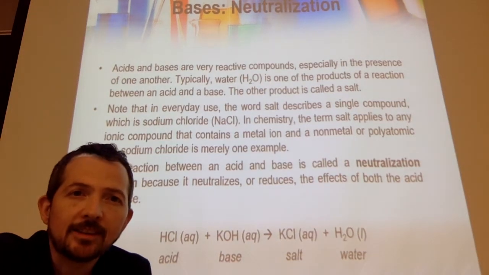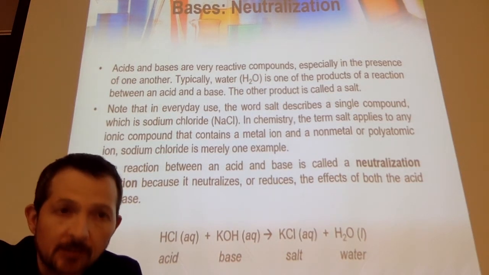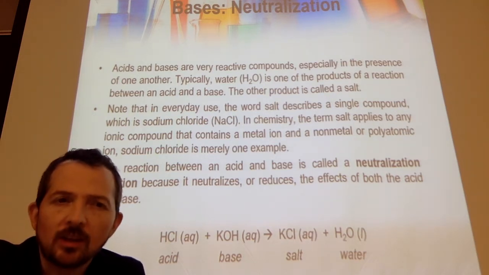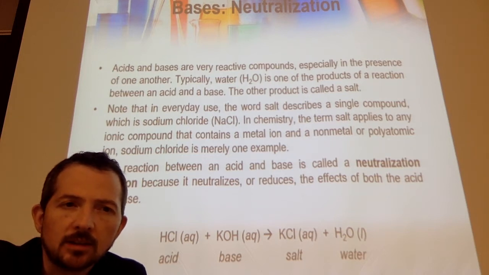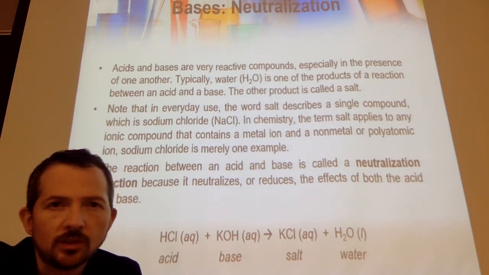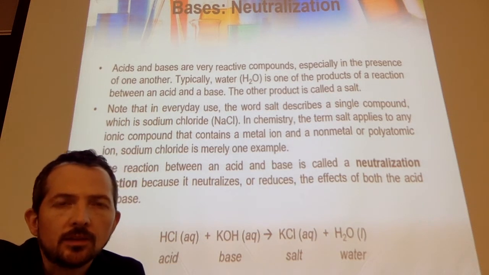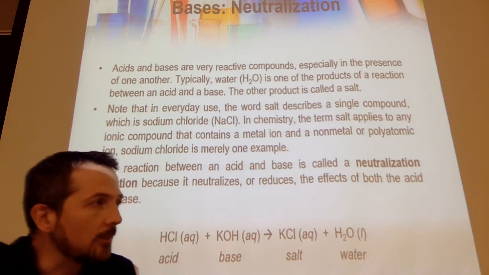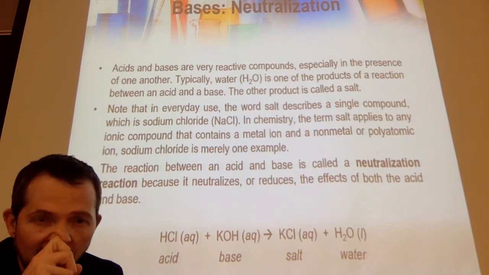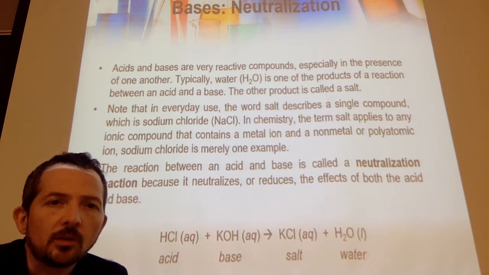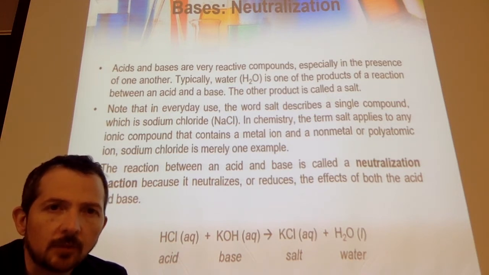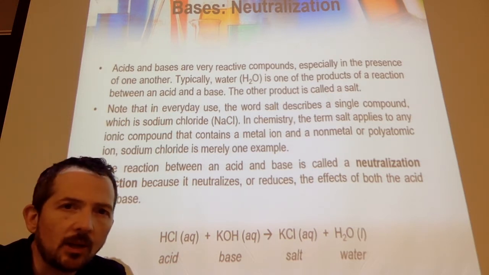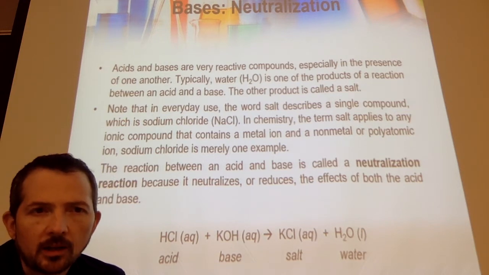Now acids and bases are both very reactive compounds, especially in the presence of one another. Typically when they react with one another, water is one of the products, and we saw this when I talked about double displacement reactions on Thursday. I'll use this as one of the examples. And the other product, along with water, is called a salt. A common misunderstanding is that when you say it produces salt, a lot of people think of table salt, sodium chloride. Well, sodium chloride is just one example of a salt in chemistry. Salts basically refer to any type of ionic compound that has a metal ion and a non-metal or polyatomic ion.